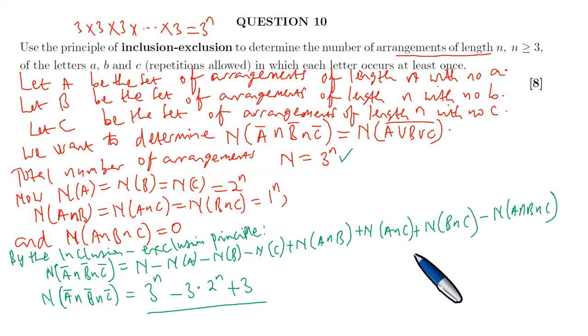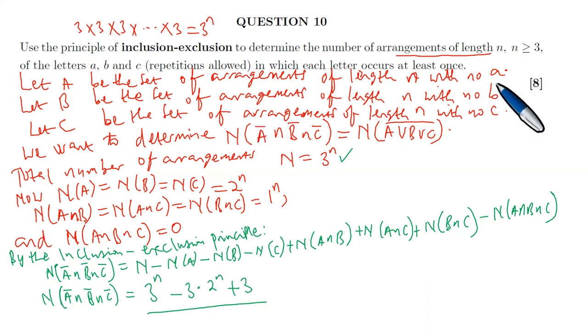Okay. If you use the principle of inclusion and exclusion, just passing through this once more, to determine the number of the arrangements of length n greater or equal to 3. Obviously n is greater or equal to 3 because now we're dealing with three symbols and repetitions are allowed, in which each letter occurs at least once. Okay, so if each letter occurs at least once, the easiest way is, for example, if you look at the set A and we say let A be the set of arrangements of length n with no A, what will the complement of A be? The complement of A, because A has no A.